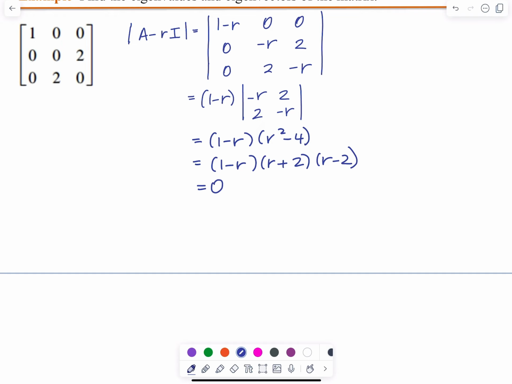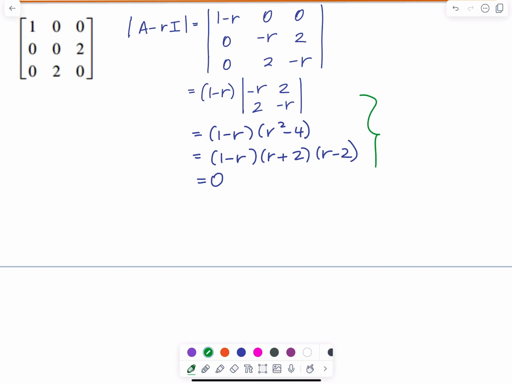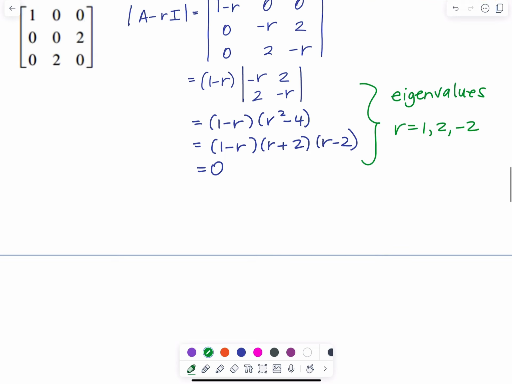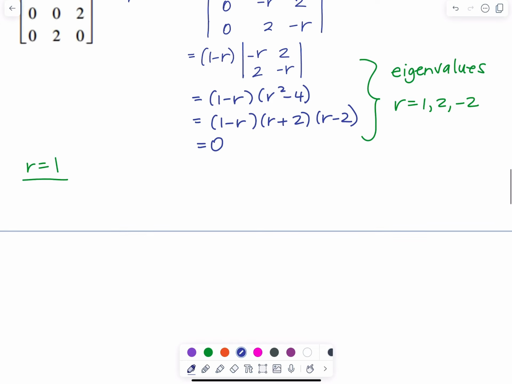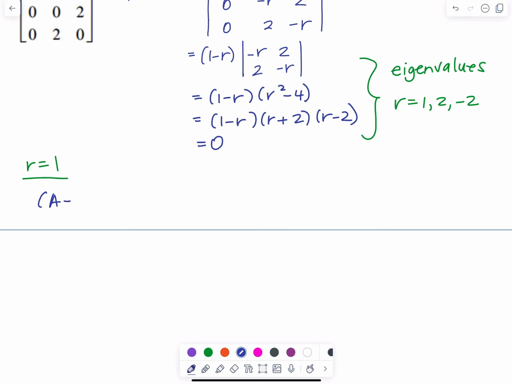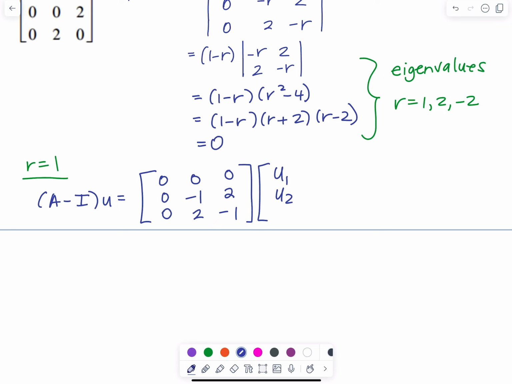And so the eigenvalues are r equal to 1, 2, and negative 2. Let's begin with r equal to 1. And here, when we substitute that into our equation, A minus rI times u, we have, here's our matrix, multiplied by our u matrix, and we have that that's equal to 0.